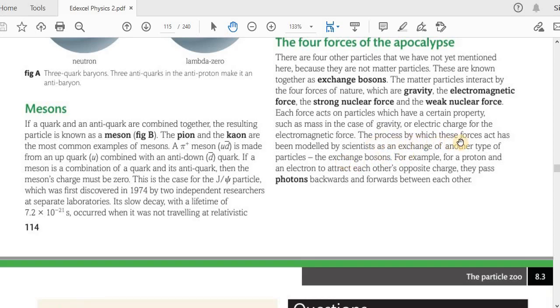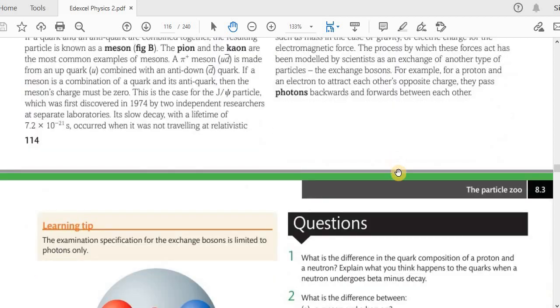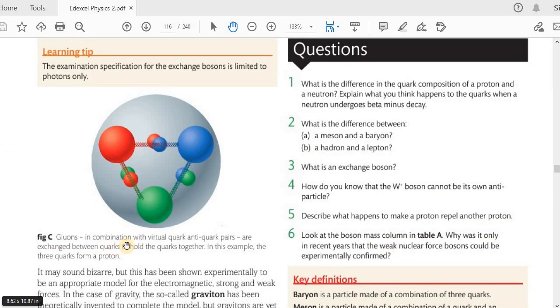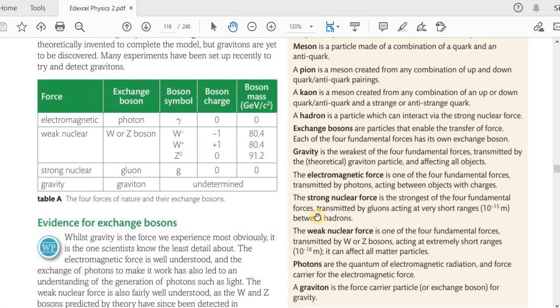See, the process by which these forces act has been modeled by scientists as an exchange of another type of particle, the exchange boson. So here also a diagram is given. Gluons, in combination with virtual quark-antiquark pairs, are exchanged between quarks to hold the quarks together. In this example, the 3 quarks form a proton. Alright, so let's go through this.